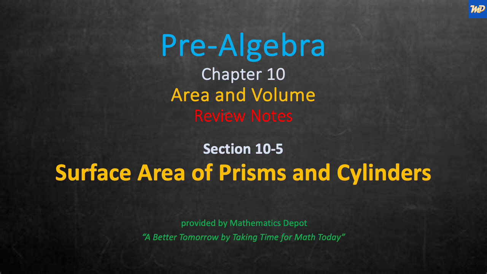This video covers Chapter 10, Section 5, titled Surface Area, Prisms and Cylinders. By the end of this video, you will have reviewed recent lessons regarding surface areas, including finding surface areas of prisms using a net, and finding surface areas using formulas. Then you will look at finding surface areas of cylinders.